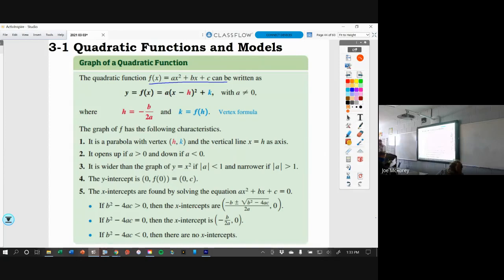X-intercepts, we just found it by using the quadratic formula. Always do the discriminant first. When you do the discriminant first, you only have to do the quadratic formula if the discriminant is positive. If the discriminant is negative, there's no solution. If the discriminant is 0, the vertex is the only x-intercept. Okay? So there's that.